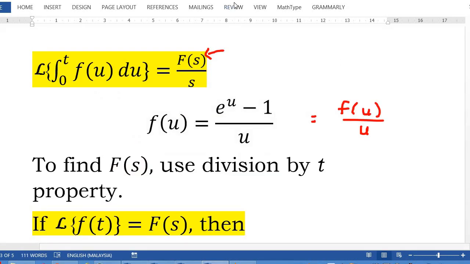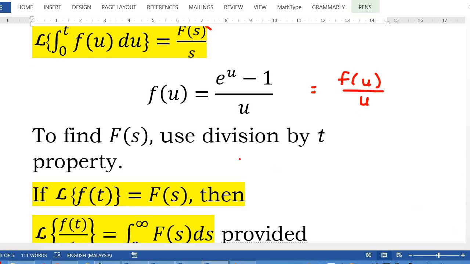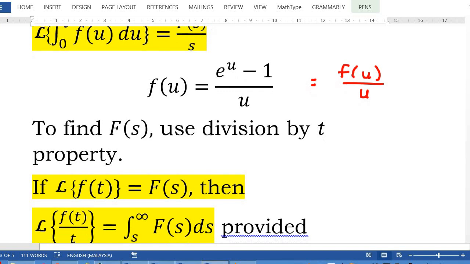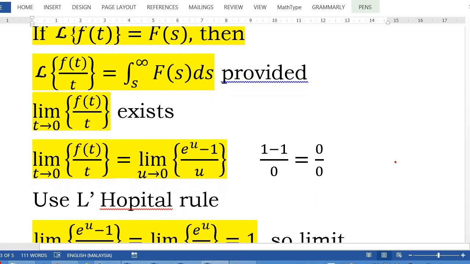Hence, to evaluate your F(s), you notice that your f(u) is in the form of f(u) over u. We need to solve for F(s) by using the division by t property. Before you can use the division by t property, you have to make sure that the limit, in this example, the limit of f(u) over u when u approaches 0, exists.